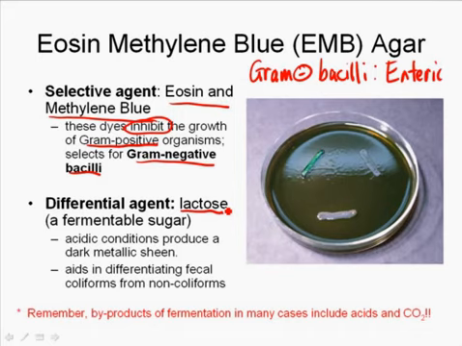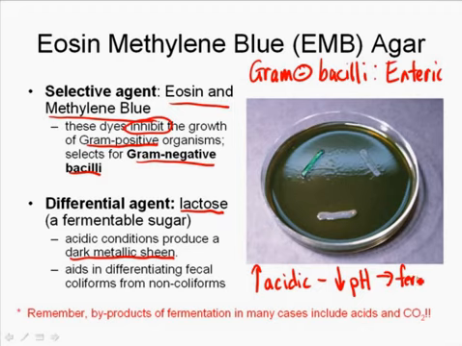Lactose is a disaccharide that is fermentable. There are certain members of enterics that can ferment this particular sugar, other members that cannot. Now, because of the dyes that are the selective agents, those dyes also turn a dark metallic green or provide a dark metallic sheen under acidic conditions. So a dark metallic sheen means an increase in acid, which means a decrease in pH, which is the result of fermentation.